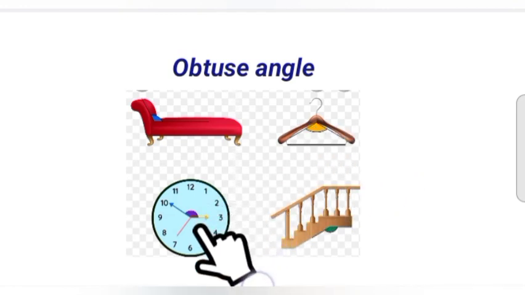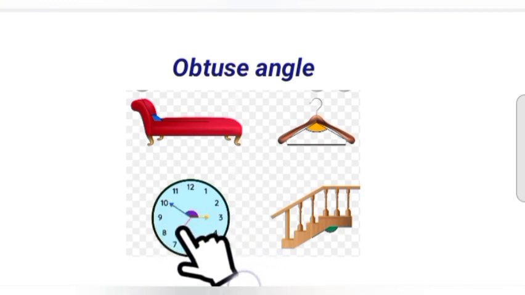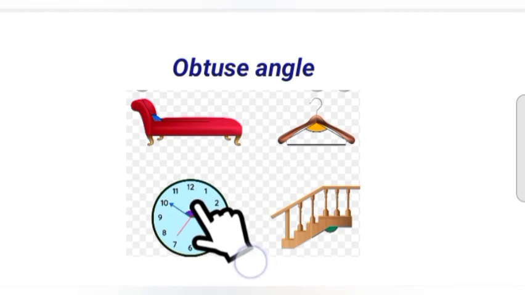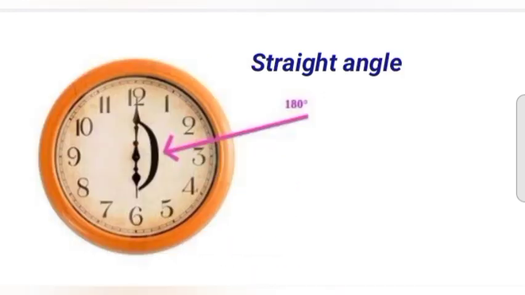And you can look at this clock. The clock shows 2:50. It gives obtuse angle. This time is the example of straight angle. The time 6 o'clock. It gives a straight angle.